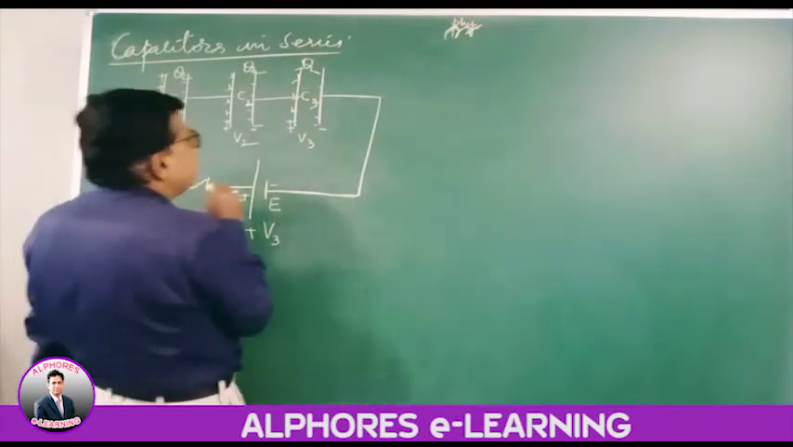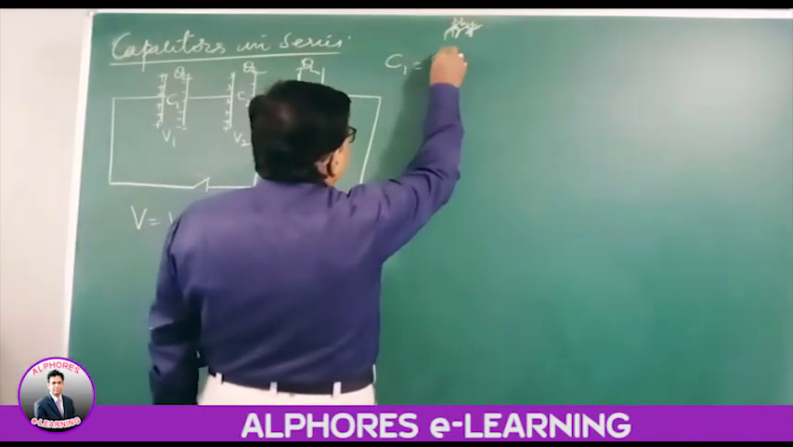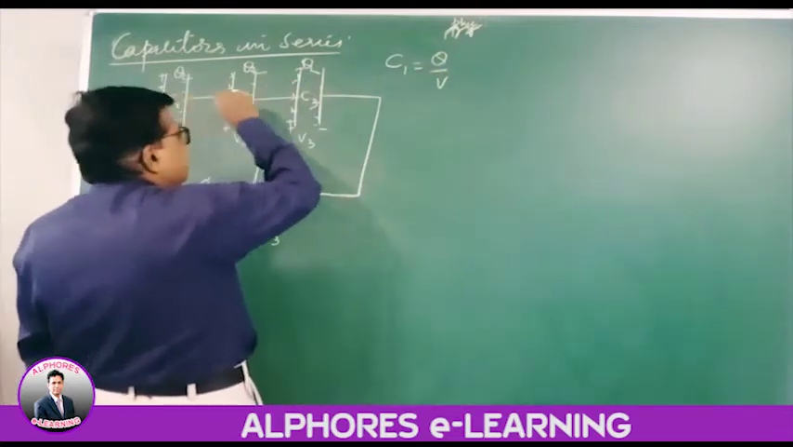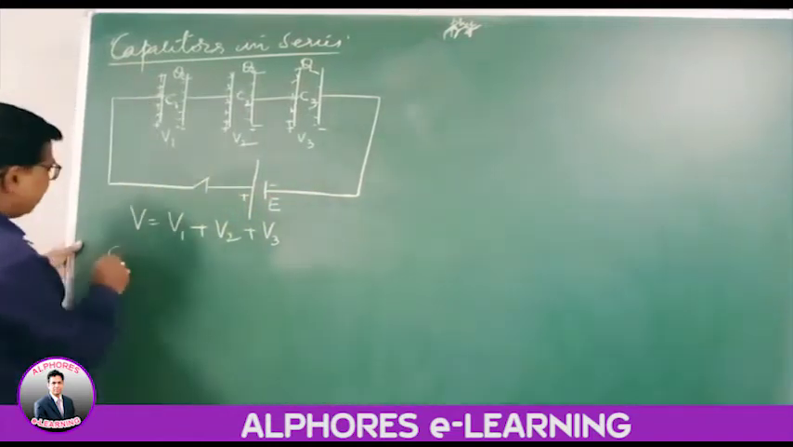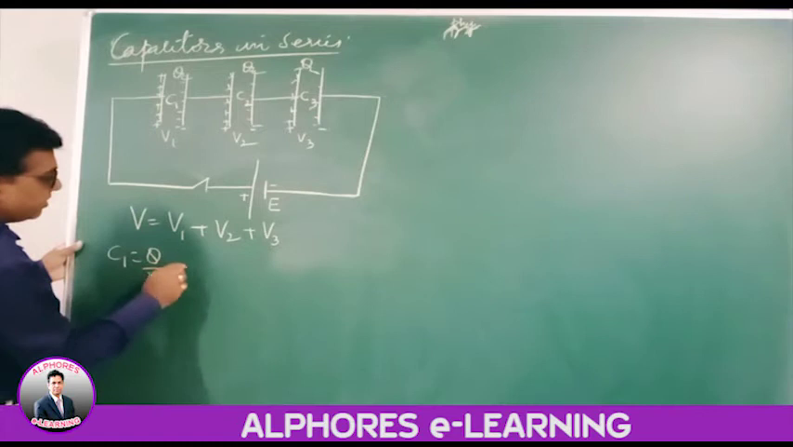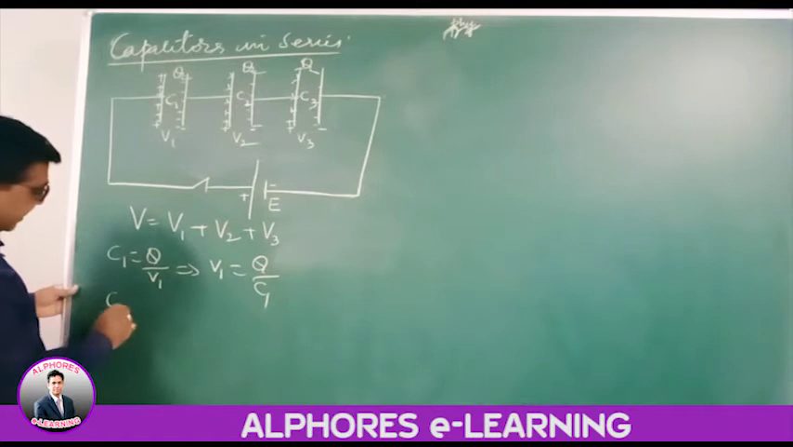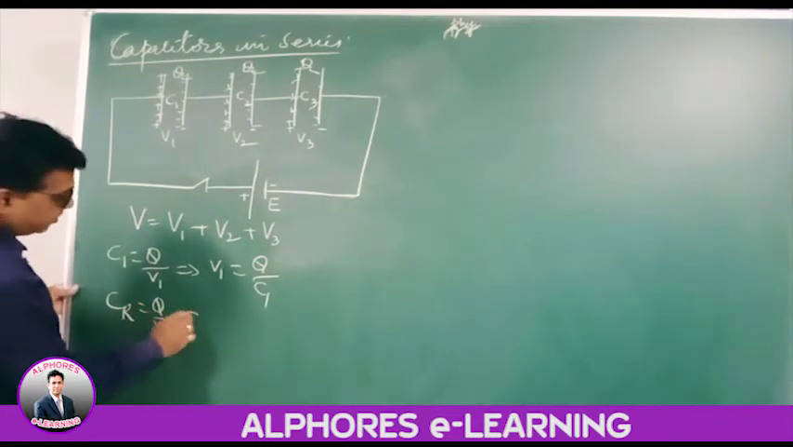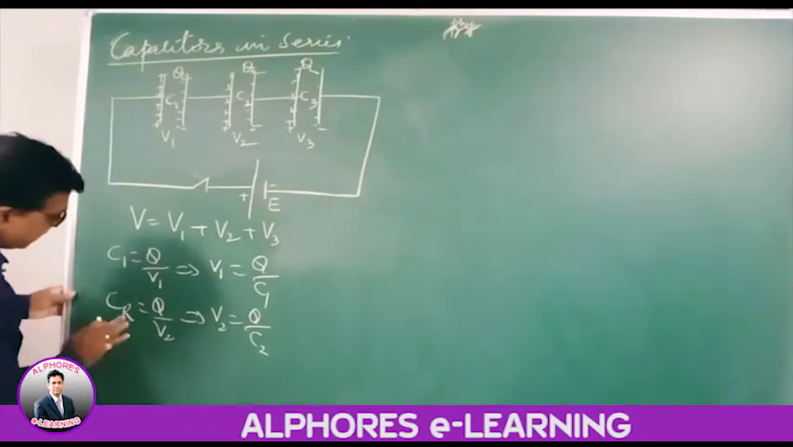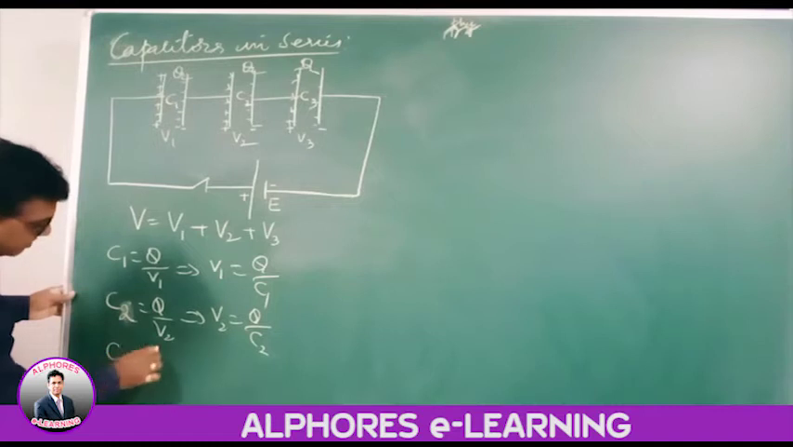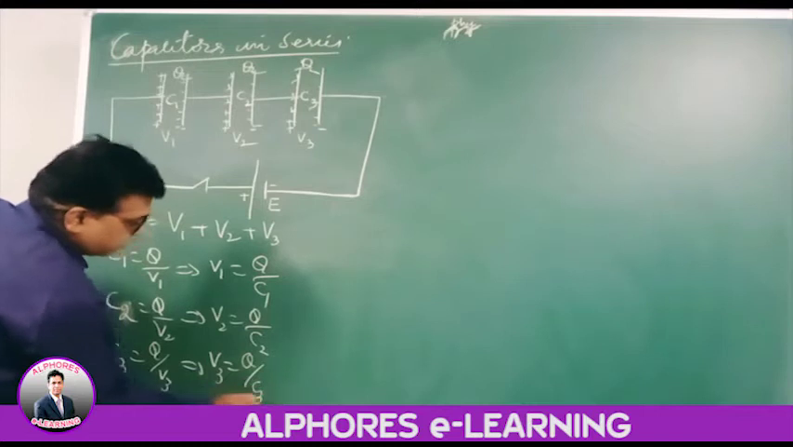Now if I take the definition of capacity for each capacitor, we know the capacity is Q by V. So for the first capacitor, C1 is equal to Q by V1, which implies V1 is equal to Q by C1. Similarly for the second capacitor, C2 is Q by V2, which implies V2 is equal to Q by C2. For the third capacitor, C3 is Q by V3, which implies V3 is equal to Q by C3.